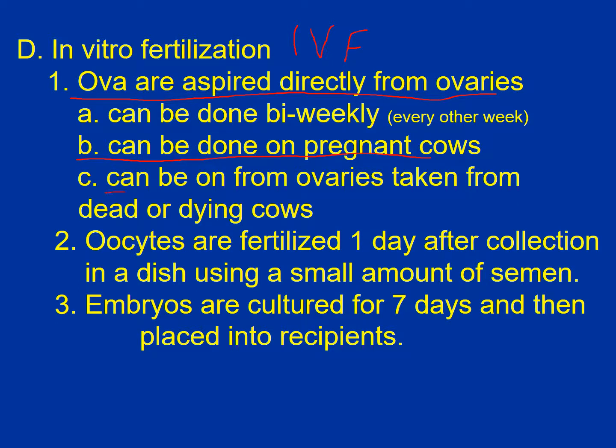It can be done from ovaries taken from dead or dying cows. In fact, ovaries can be collected from the slaughterhouse. These immature oocytes are fertilized 1 day after collection in a dish using a small amount of semen. Embryos are then cultured for 7 days in the lab and then placed into recipients.